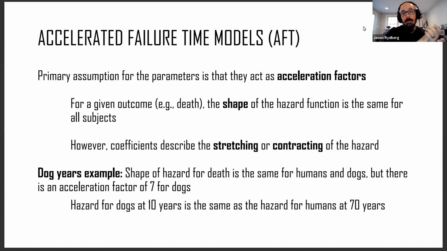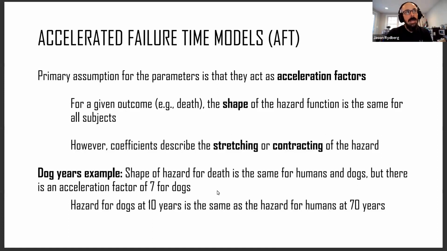Again, it's assuming that for all subjects, that shape is generally the same, but that we can describe essentially the length or width of the hazard curve on the basis of these exponentiated AFT ratios. So the classic example that's used here, and it's a little misleading, but again, I think it's helpful for understanding, is the dog years example.